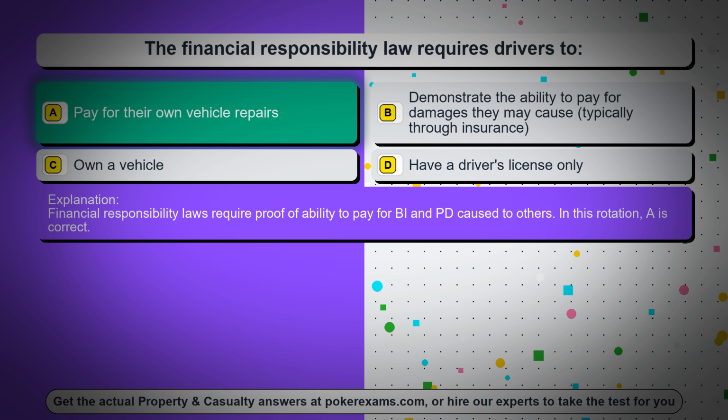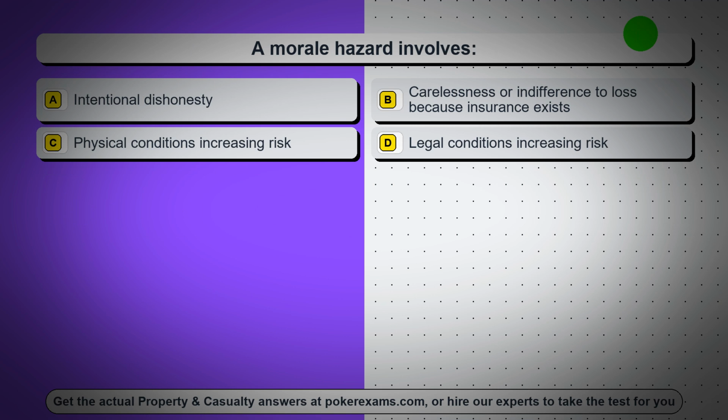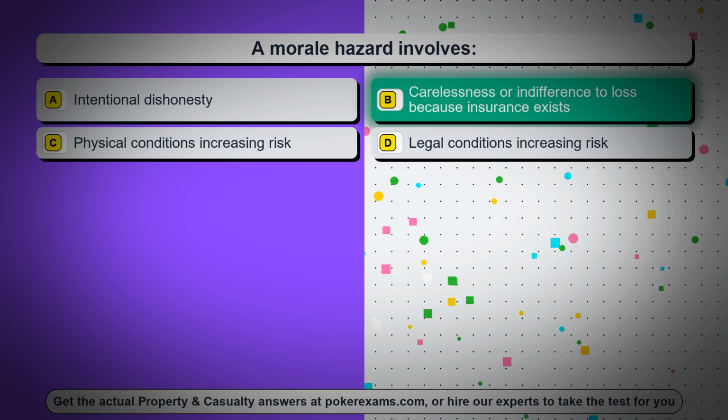Financial responsibility laws require proof of ability to pay for BI and PD costs to others. In this rotation, A is correct. Question 79. A morale hazard involves: Option A, intentional dishonesty. Option B, carelessness or indifference to loss because insurance exists. Option C, physical conditions increasing risk. Option D, legal conditions increasing risk. The correct answer is option B, carelessness or indifference to loss because insurance exists.